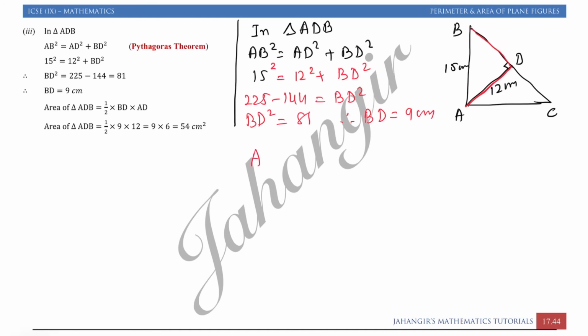So now area of triangle ADB is equal to half into base BD, 9 centimeter, into height AD. So we can cancel out 2 ones are 2, 6 nines are 54. The area is 54 centimeters square.